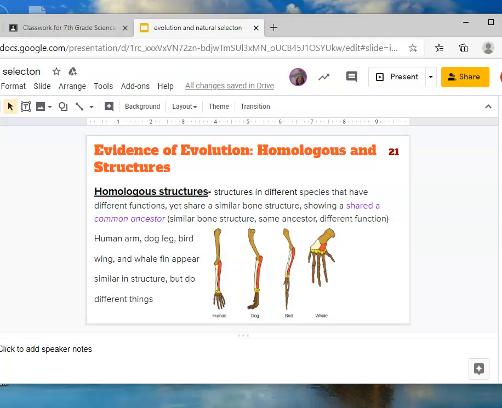Evidence of evolution, homologous structures. Homologous structures are structures in different species that have different functions, yet share a similar bone structure, showing a shared common ancestor. Similar bone structure, same ancestor, different function. An example: human arm, dog leg, bird wing, and whale fin appear similar in structure, but do different things.